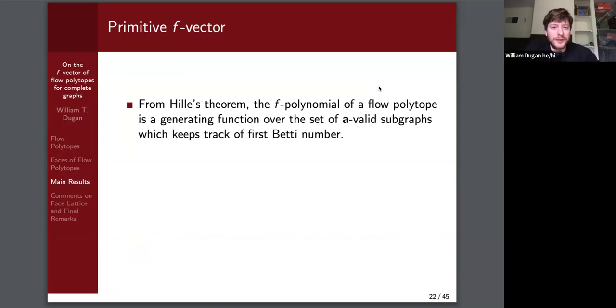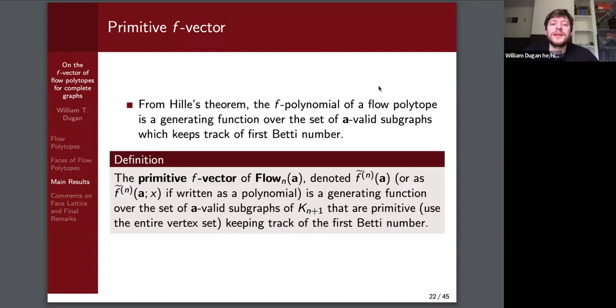Okay, so let's bring this back to flow polytopes. This is maybe the second biggest thing I would like to convey in this talk. It's still kind of background, but very nice. So from Hille's theorem, what is the F polynomial? Well, this whole talk hinges on this fact. The F polynomial of a flow polytope is a generating function over the set of A-valid subgraphs where we're keeping track of the first Betti number.